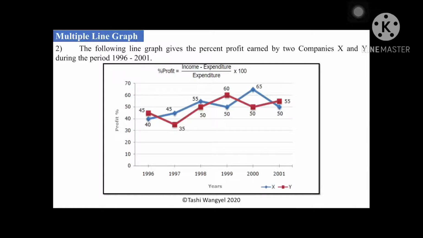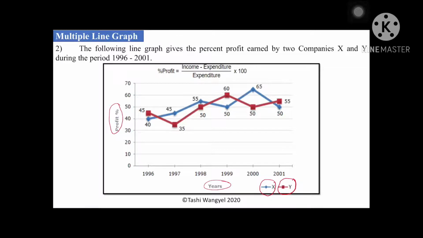Thus the next question, number 2, the multiple line graph, two or more lines on the graph. Question number 2: the following line graph gives the percent profit earned by two companies X and Y during the period 1996 to 2001. The y-axis shows the percent profit, the x-axis shows the years.